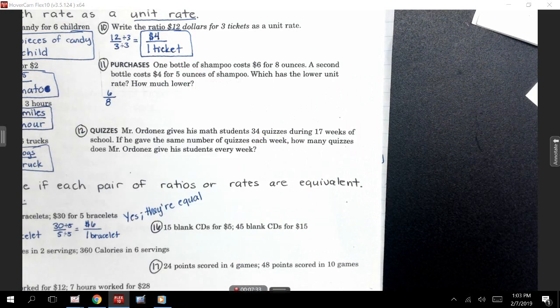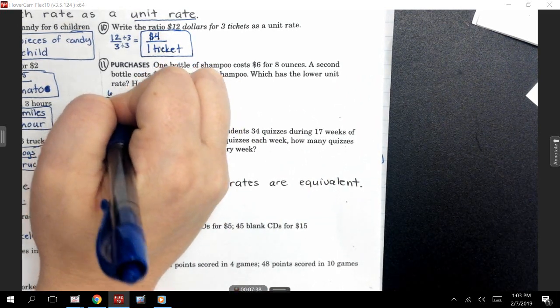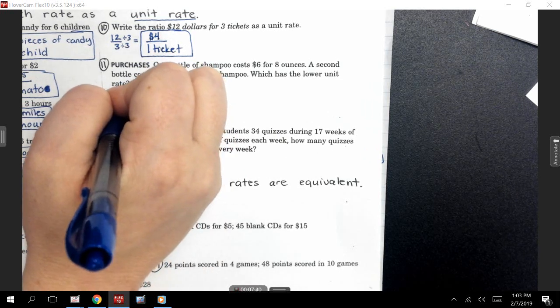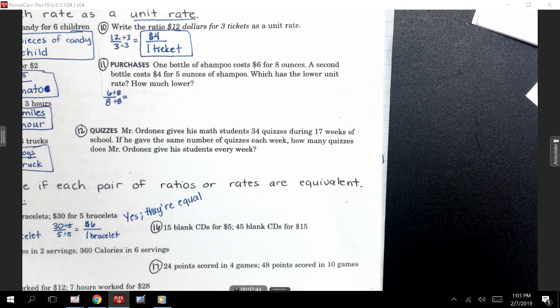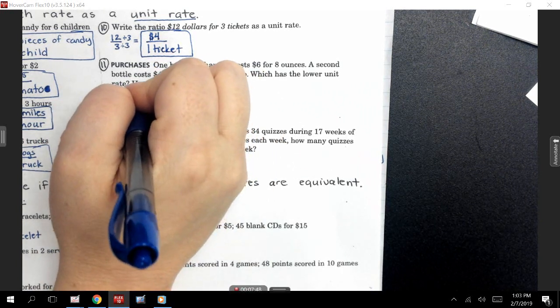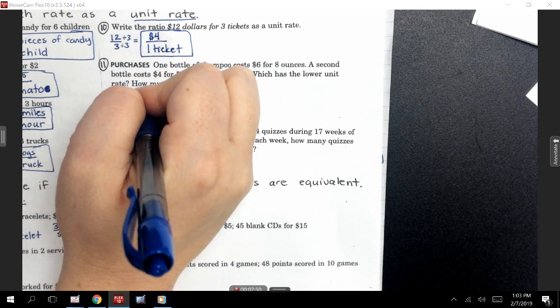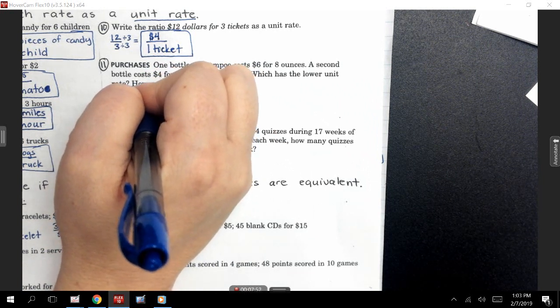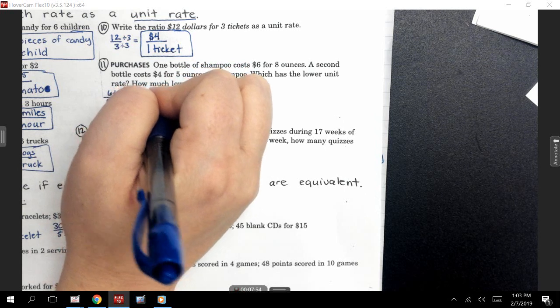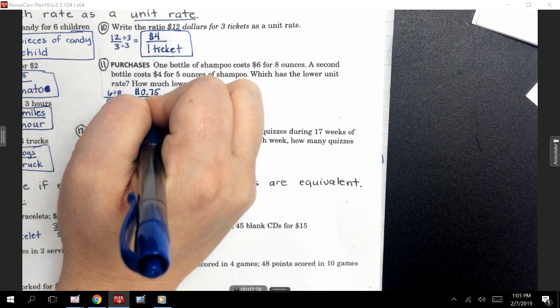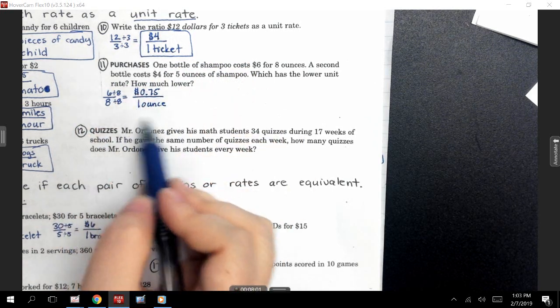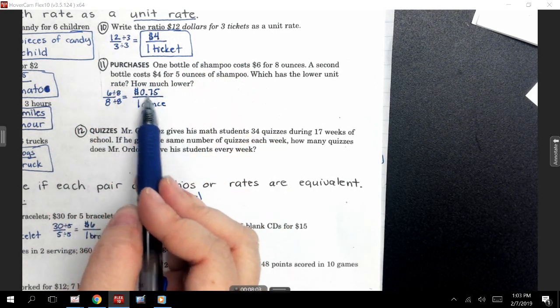All right, what am I going to divide by for my 6 and my 8? Jose? 8. So what am I going to get as my unit rate here? Give me the whole rate. 75 cents over 1 ounce. All right, make sure that 75 cents is written as a $ sign with 0.75.